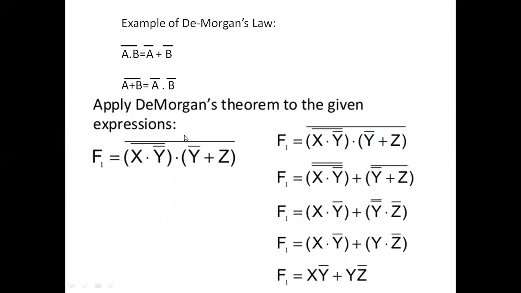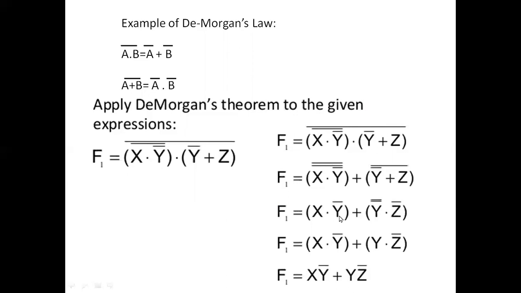Applying De Morgan's law to an expression, F1 is equal to (X dot Y bar) whole bar dot (Y bar plus Z) whole bar. So now you have an AND operation and a whole complement, so you have to use the first equation. The first equation says that you have to change this AND to OR with an individual complement on each of its terms. So it is (X dot Y bar) whole bar double bar plus (Y bar plus Z) whole complement. You have to check here, and we know very well that two times complement is always its true value. So the double complement goes away.